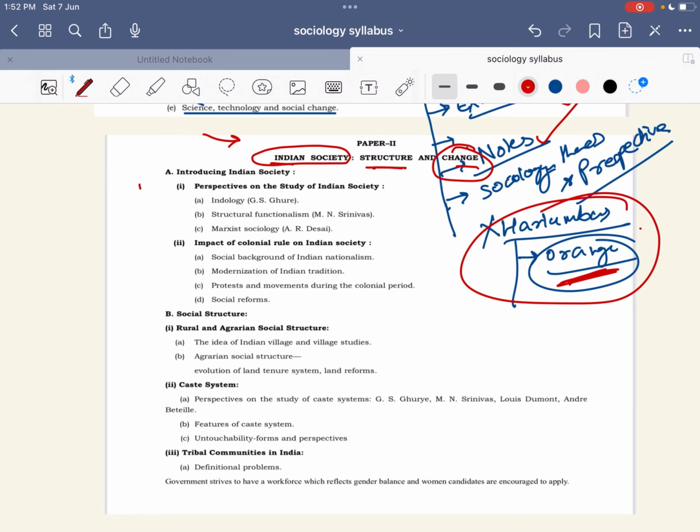एंड देन देर इज़ अ introduction to Indian society. Okay, then there is a perspective on the Indian society. So Indian society में 3 तरह के लोग दिखेंगे आपको. मेनली मैं बोल रहा हूँ, GS घुरे, MN श्रीनिवास, AR देसाई. ये जो है भाई साहब है घुरे, ही इज़ अ फादर ऑफ इंडियन सोशियोलॉजी.